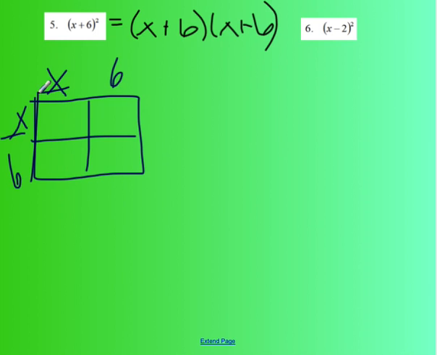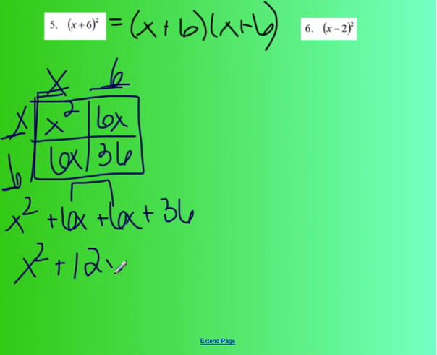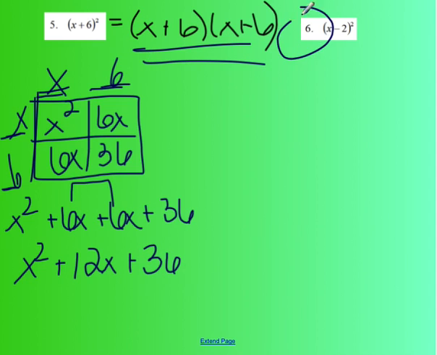So x times x is x squared. 6 times x is 6x. 6 times x is 6x. 6 times 6 is 36. So then, if we write out our terms, x squared plus 6x plus 6x plus 36, we need to combine those middle two terms. So then we get x squared, 6x plus 6x is 12x, plus 36. So really it's the same thing. The biggest thing you need to know is that you need to write those out as x plus 6 times x plus 6. So I'm going to go ahead and leave number 6 up to you guys.